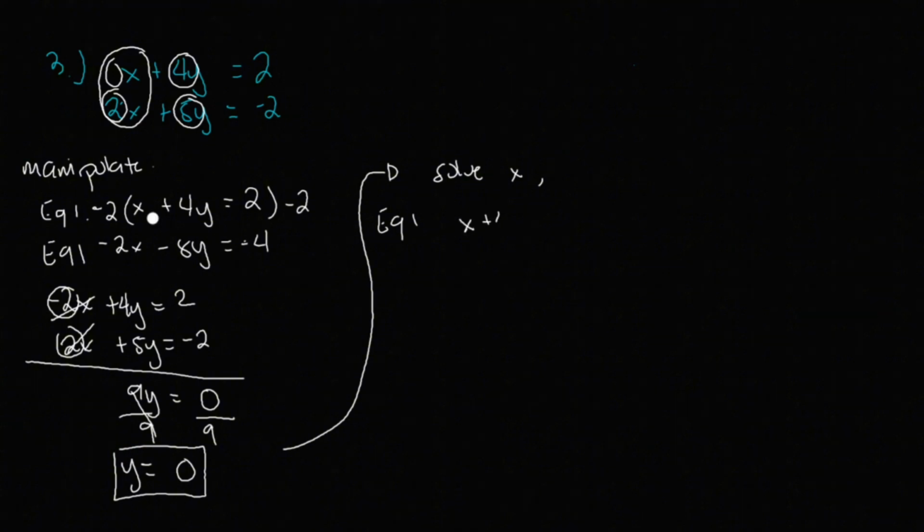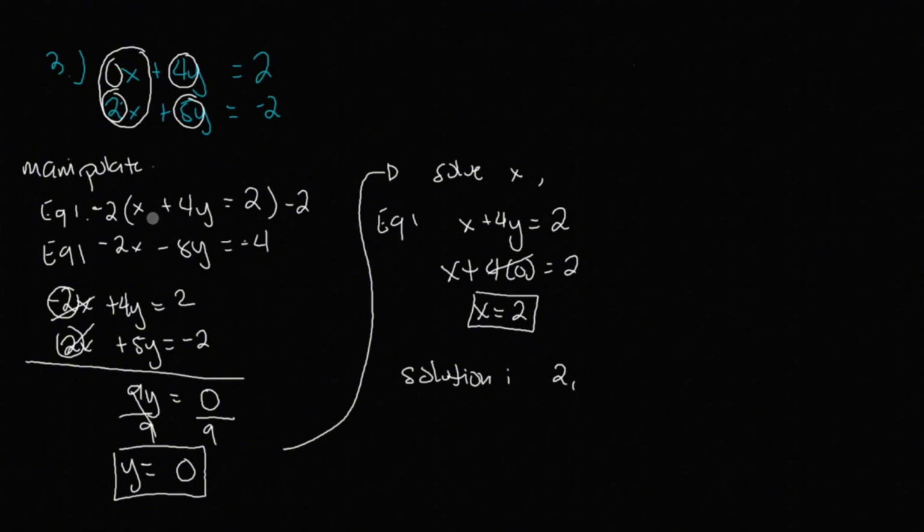So you have x plus 4y is equal to 2. Then simply substitute y, where y is equal to 0, so x plus 4 times 0 is equal to 2. 4 times 0 is 0, so we can cancel this, x is equal to 2. So therefore, the solution of your system is 2 and 0.